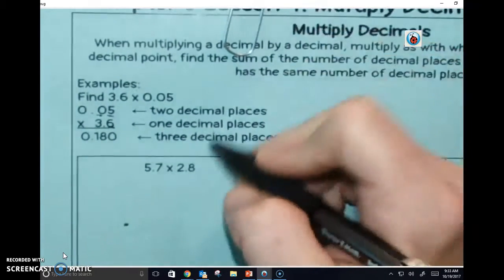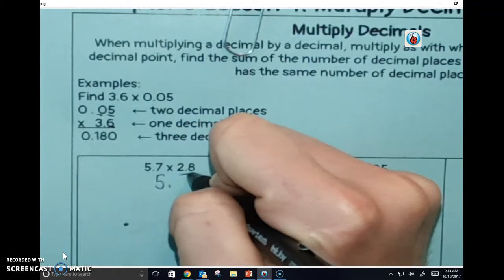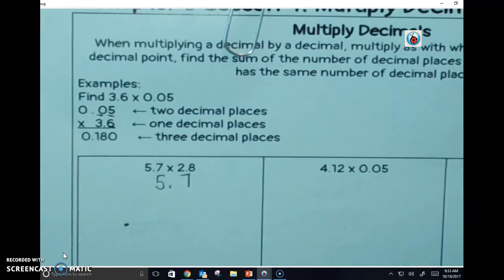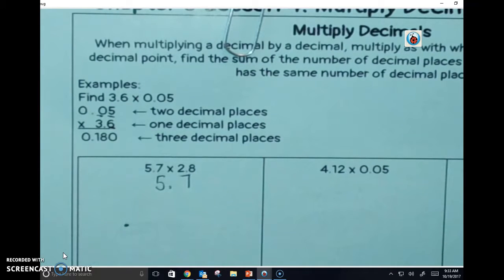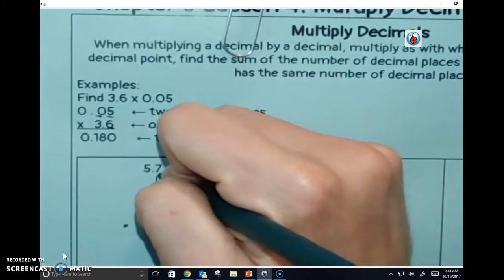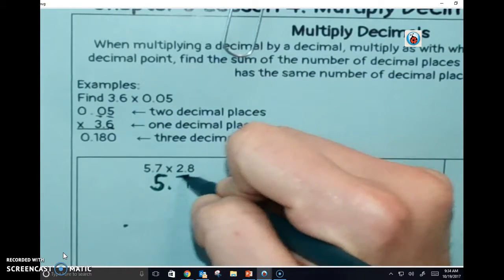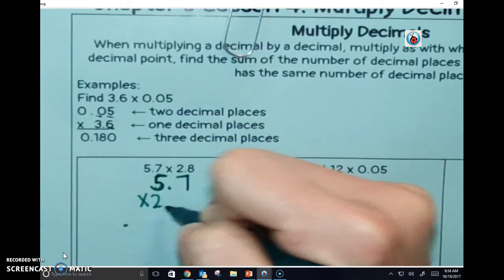So on this one, I'm just going to do 5.7. Is that a thick enough pen for you guys, or do I need a thicker one? No, I need a friend. That's good enough. 5.7 times 2.8.